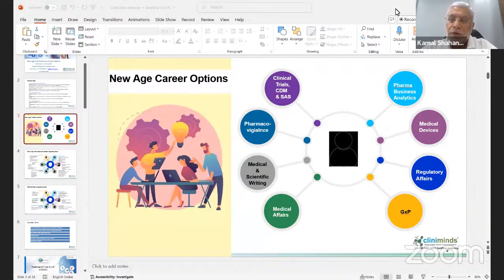Then we'll talk about a very important area for all life sciences professionals, irrespective of whether they are B.Pharm or MScs, BScs, biotechs, which is regulatory affairs. Now, regulatory affairs is a very important domain in the pharmaceutical industry.